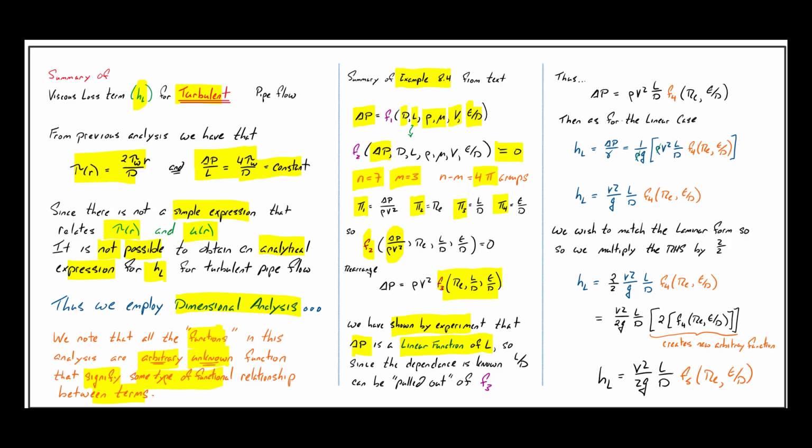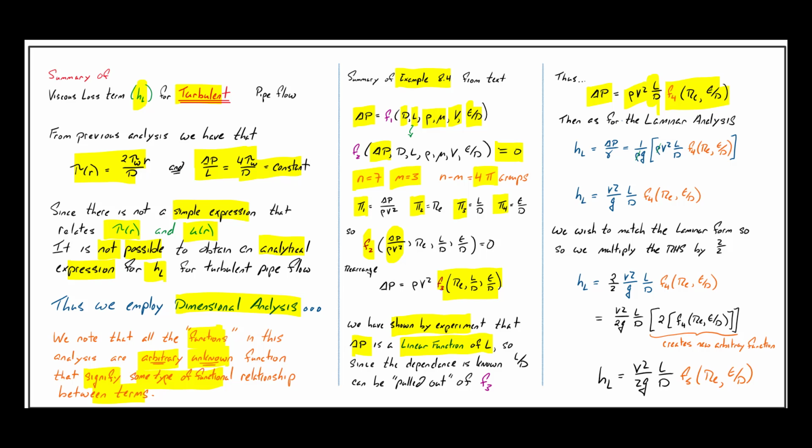So we pull that out, and we end up with delta p is equal to rho v squared times L over D times a new function that just has the Reynolds number and epsilon over D in it. We have this expression for the laminar analysis, so we want the turbulent form to look like that.